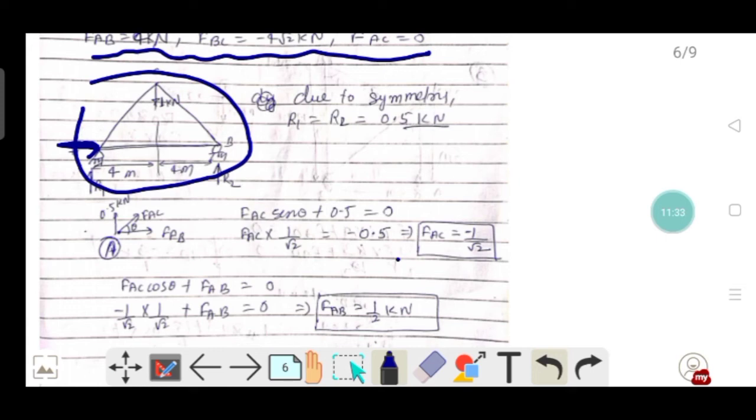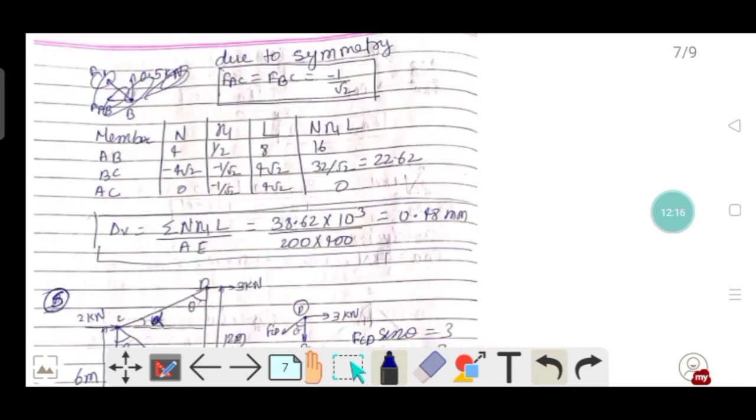Now, since this is a symmetrical structure, obviously R1 equals R2, and R1 plus R2 equals 1 kilonewton, so both R1 and R2 equal 0.5 kilonewton. This you simply understand by the use of symmetry. Now for calculating the member forces, you follow the same step. Use the equilibrium equation at each and every joint. After applying the equilibrium equation at each joint, you calculate the member force in each member.